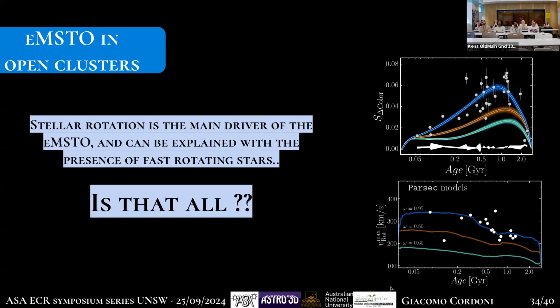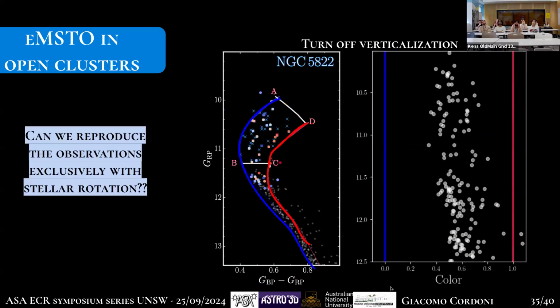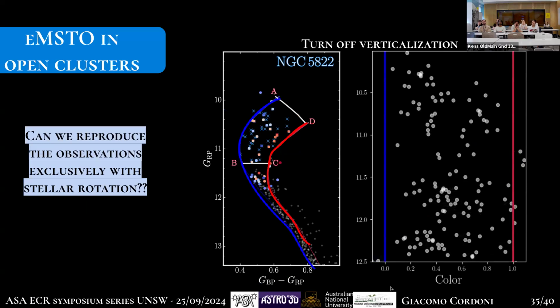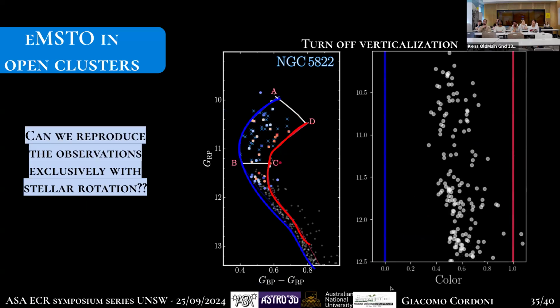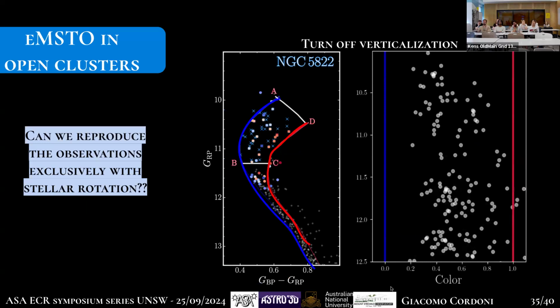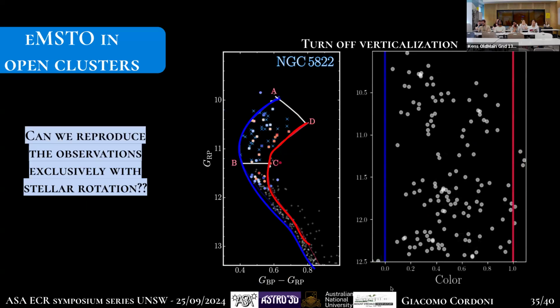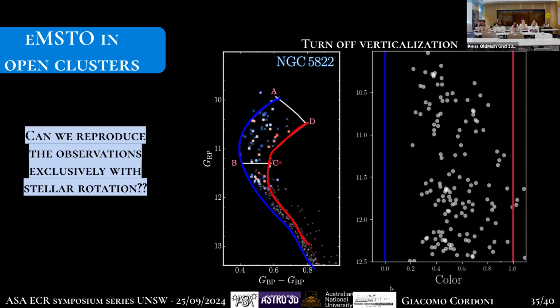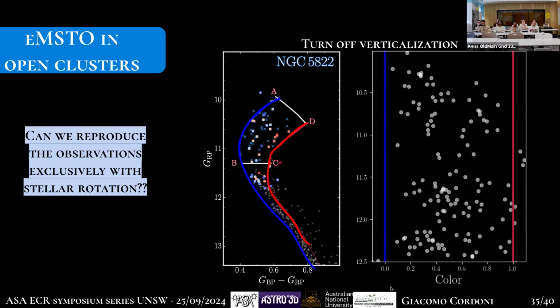So, okay, we have fast rotating stars. Is that all? Can we actually explain open clusters just by including a population of fast rotating stars? Well, let's try and see that. What we want to understand is to connect the location in the turn-off, so the location here, with stellar rotation. And to do that, what we can do is verticalize this CMD.